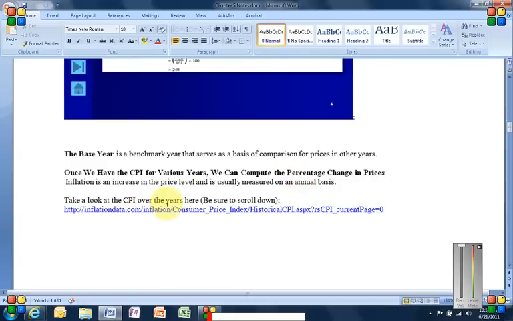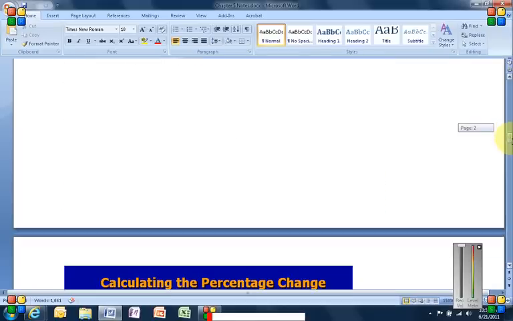Let's take a look at the CPI over the years in real sense, right here. Go ahead and pause the video. Make sure when you're looking at this, you scroll down on the page to take a look at historical figures and actual CPIs that have been calculated over the years, and then come back. Okay, welcome back.